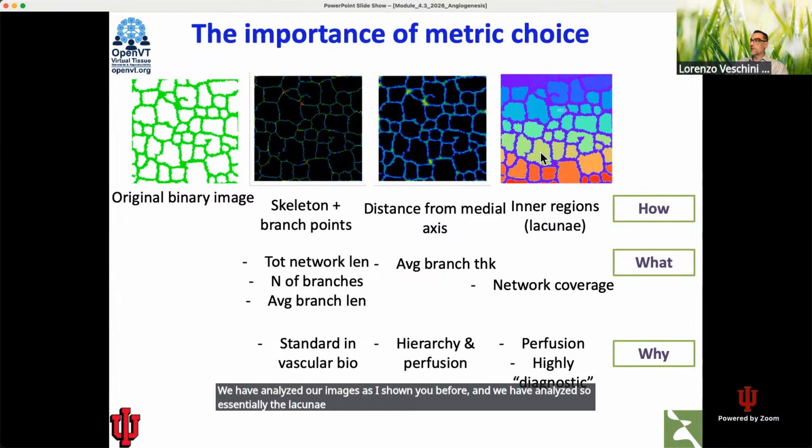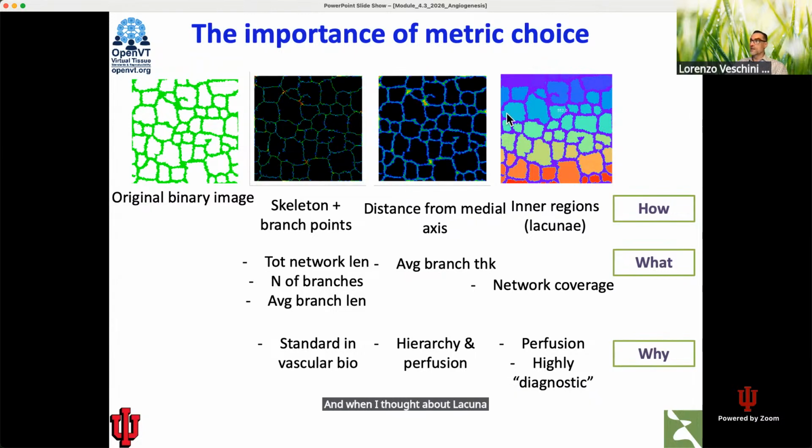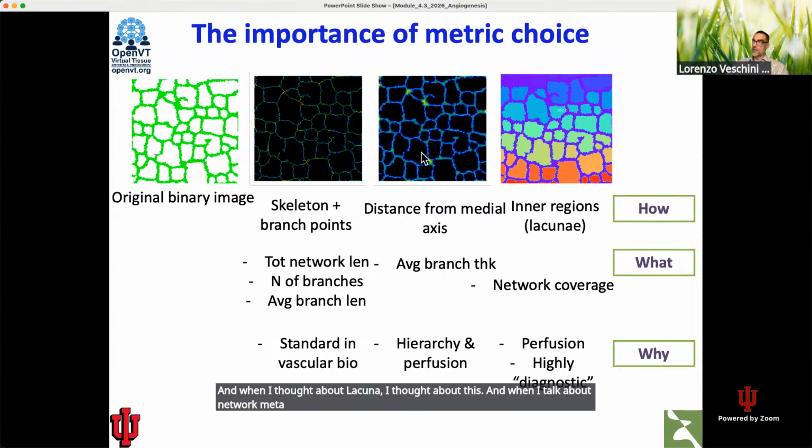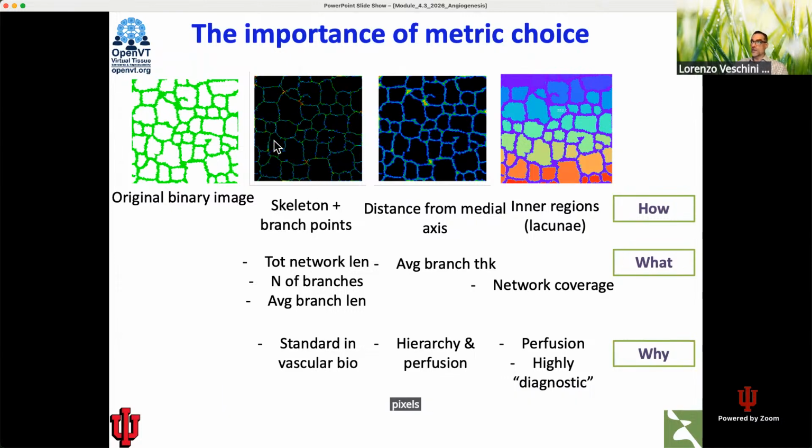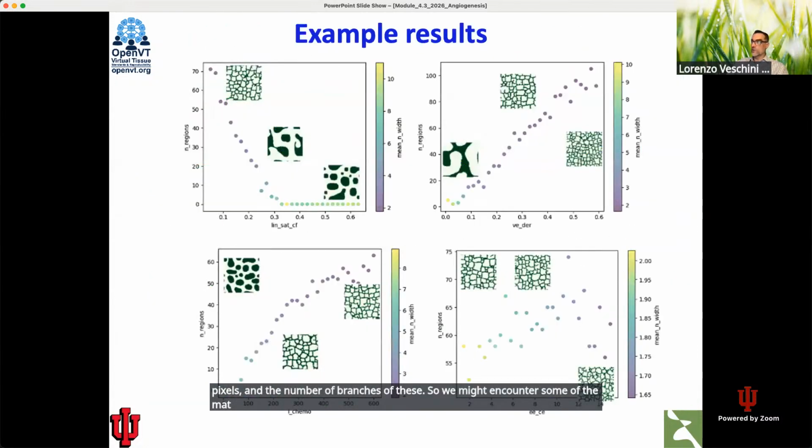And when I thought about lacunae, I thought about these. And when I talk about network width, I discussed these aspects of how distant each pixel is from the center and the average of those, and the network length is the sum of these pixels, and the number of branches are these. So we might encounter some of the metrics. It's just a selection of those that we analyzed. So it's just to show you the interesting bits and patterns that we can really find. And then you can try to reproduce those yourself.